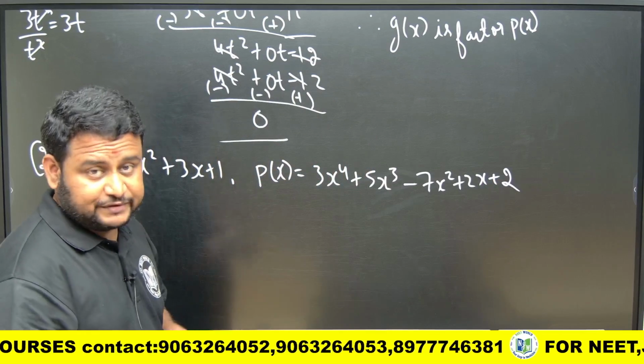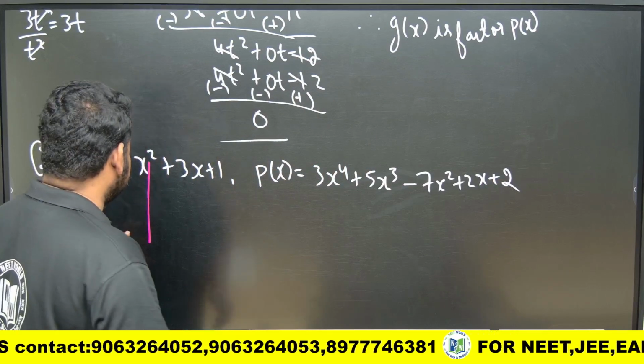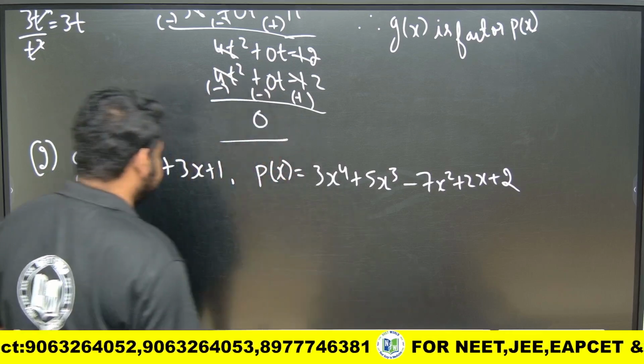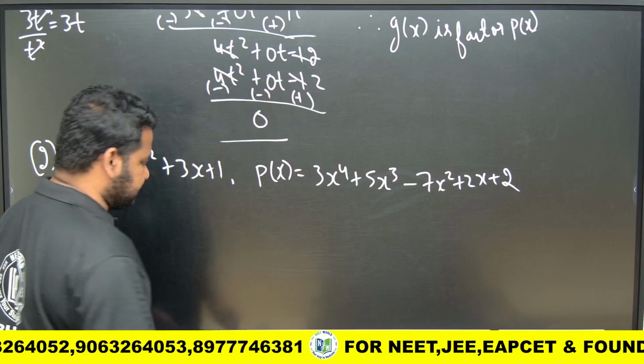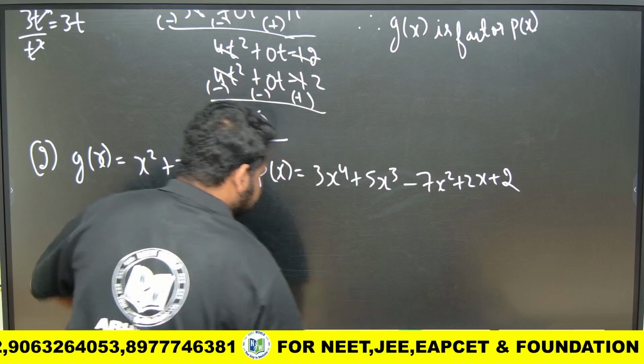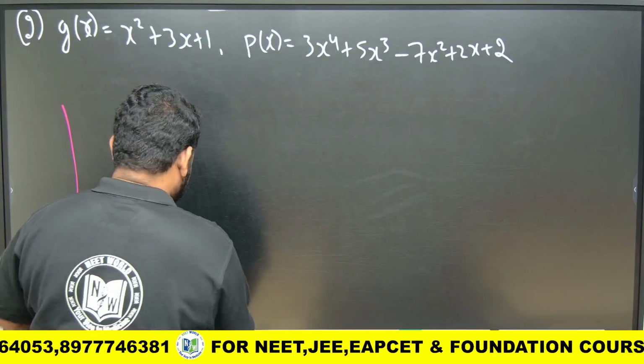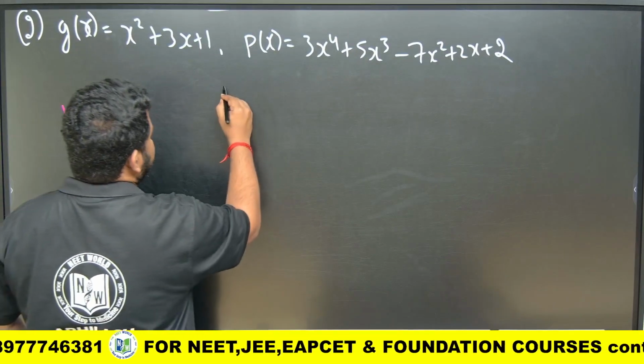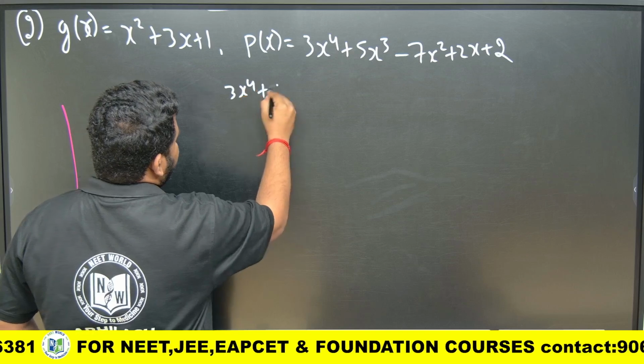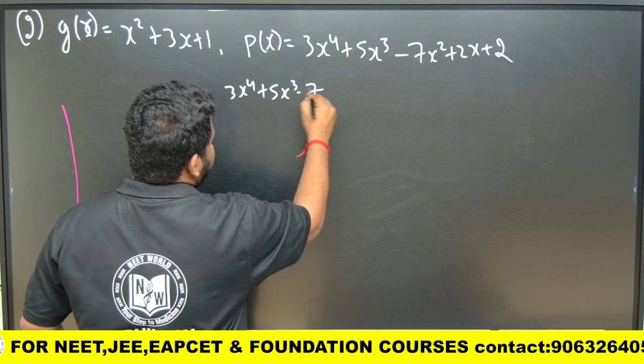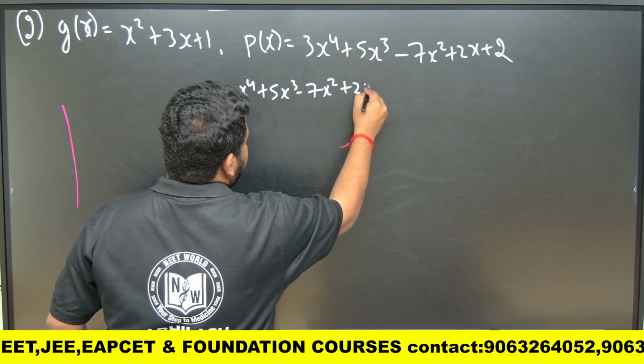Remaining questions we will be solving in the next class. So what should I do here now? I have to divide p of x by g of x and see whether the remainder is 0 or not. Okay, so let us do that. Let me take it to the top. Now I have to divide this. So p of x is given, that is 3x to the power of 4 plus 5x cube minus 7x square plus 2x plus 2.